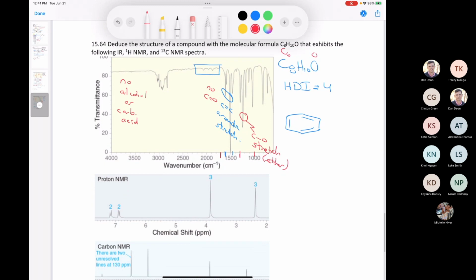So let's take a look at our proton NMR spectrum. In the proton NMR, we have a singlet that integrates for 3, another one that integrates for 3, and we have a doublet of doublets, or 2 doublets over here in the aromatic region. Well, this is something that I haven't told you yet, but I want everybody to be fully aware of this.